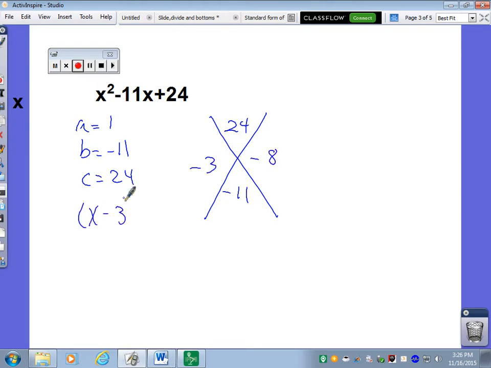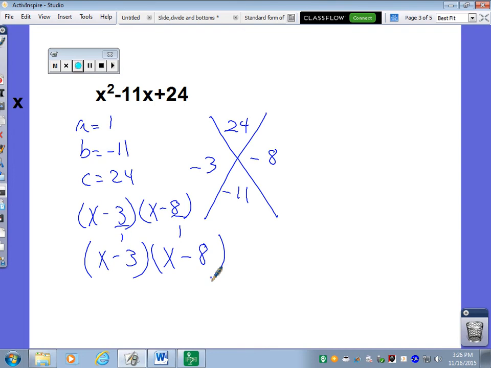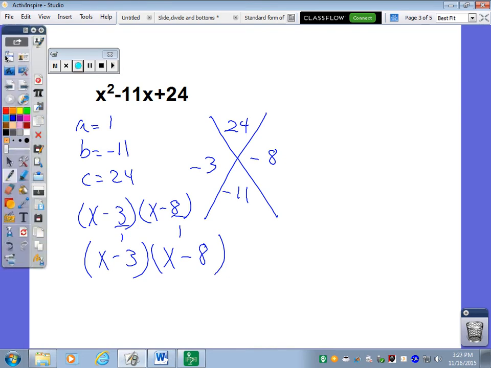So x minus 3, x minus 8, divide by 1, our a, and it just reduces to a whole number, so there's no bottoms up step. So here we have x minus 3 times x minus 8, and when you FOIL it, you get back to this problem.